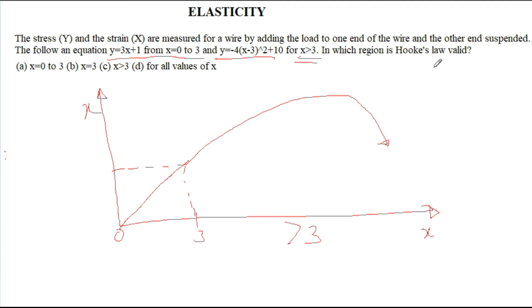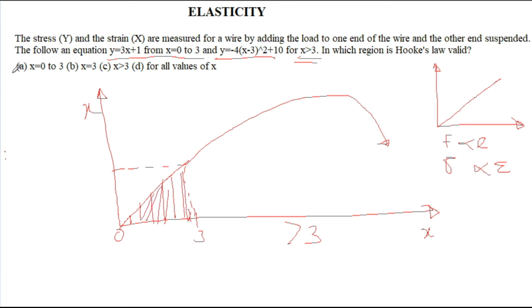Hooke's law is valid whenever there is linearity, because Hooke's law states that force F is proportional to the extension, or the stress is proportional to the strain. It deals with proportionality, and proportionality is about linearity. As a result, the region where Hooke's law is valid is from x equal to 0 to 3, which is option A.